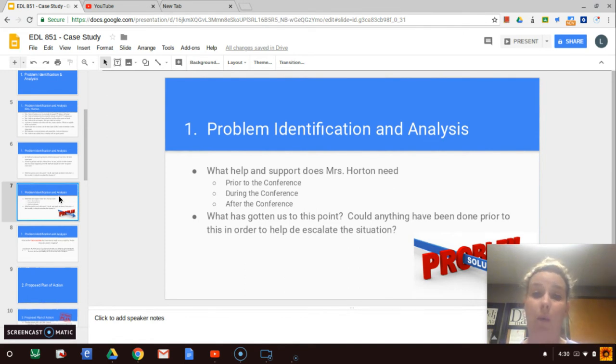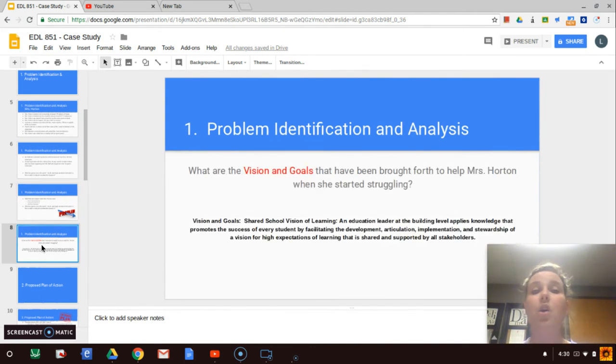So what's gotten us to this point? Obviously, what could have been done prior? So maybe changing some of the steps prior to the conference would have prevented some of these things. So this brings us to, what are the vision and goals that could have been brought forth to help Mrs. Horton before she started struggling?